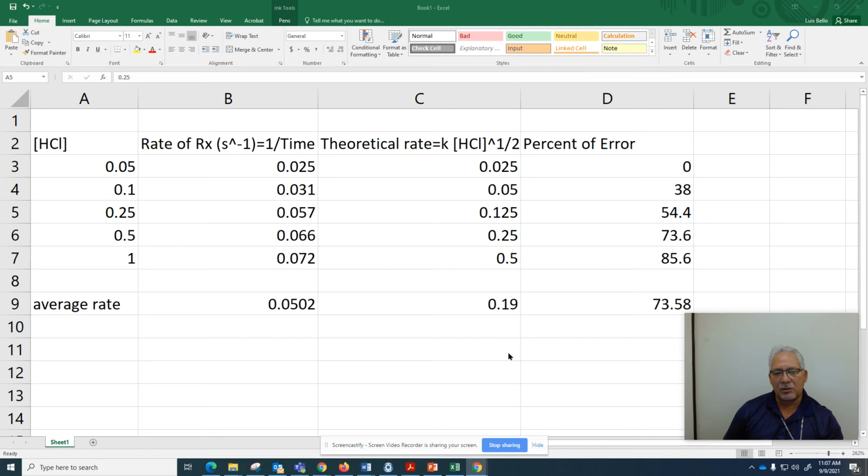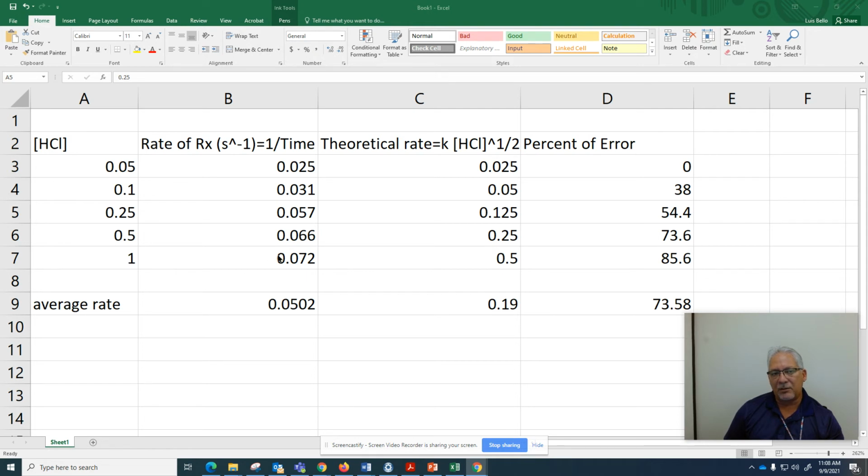Everyone, I'm going to explain some of the calculations you need to do from the lab you did yesterday. The first thing I do is make a column with the concentration of hydrochloric acid, going from the smallest value to the highest one. We start with 1 molar.